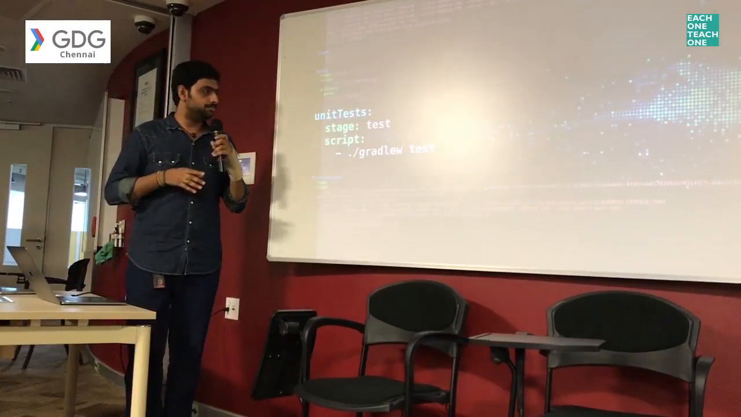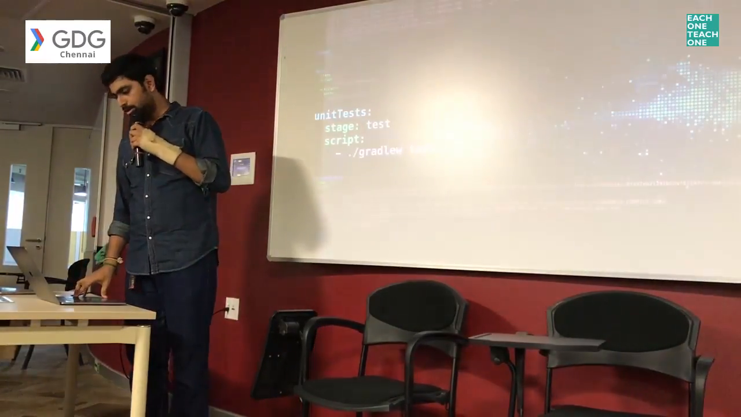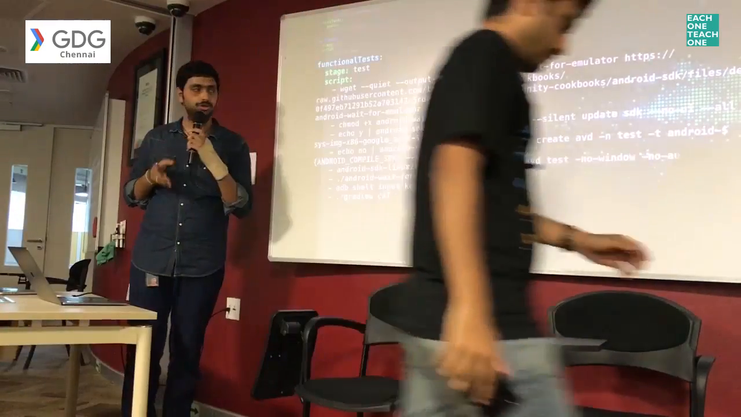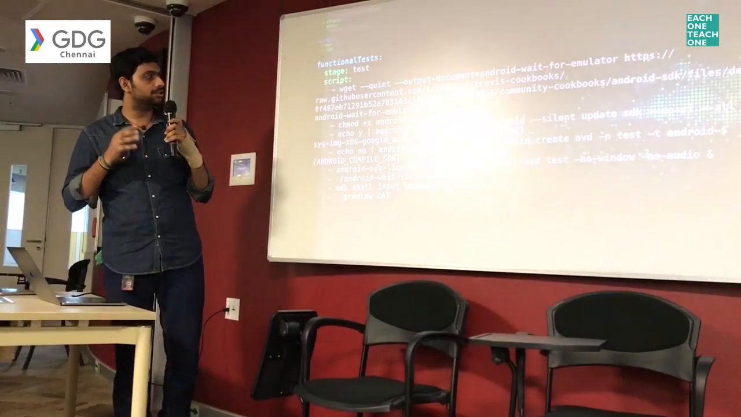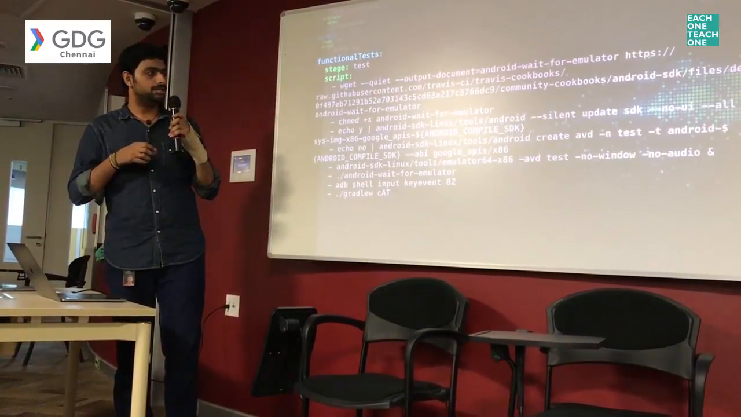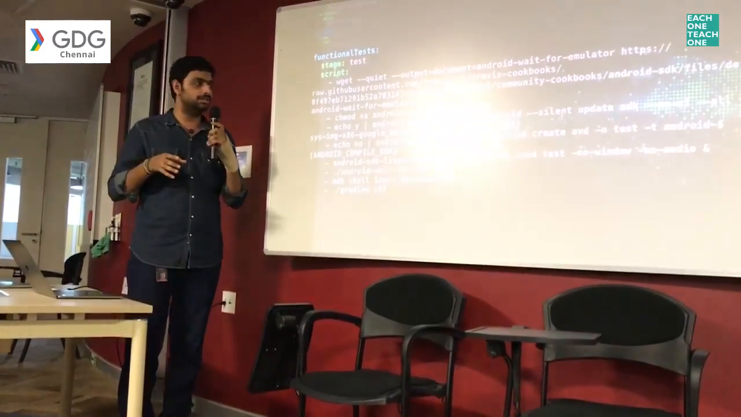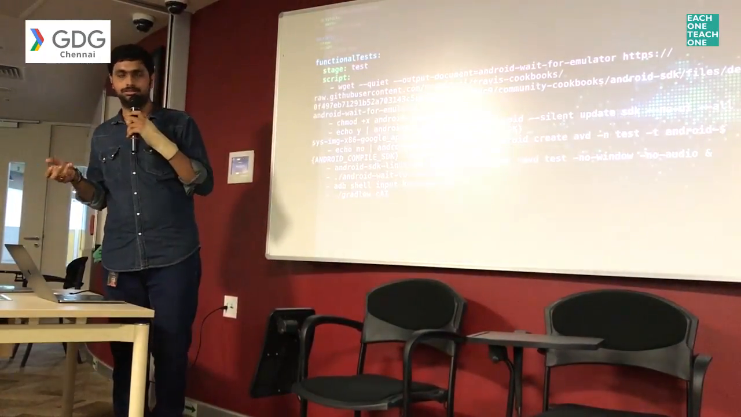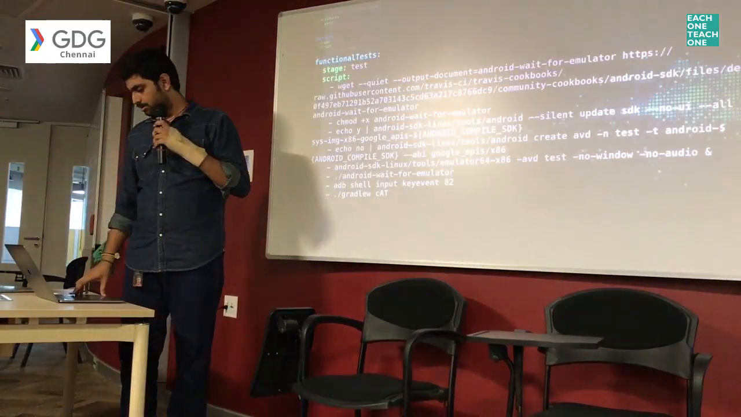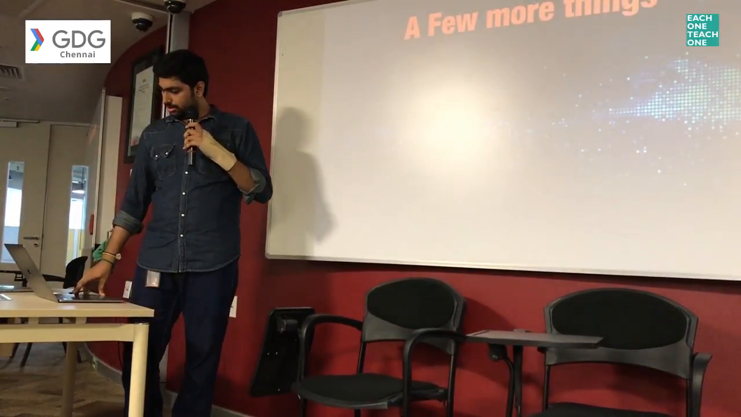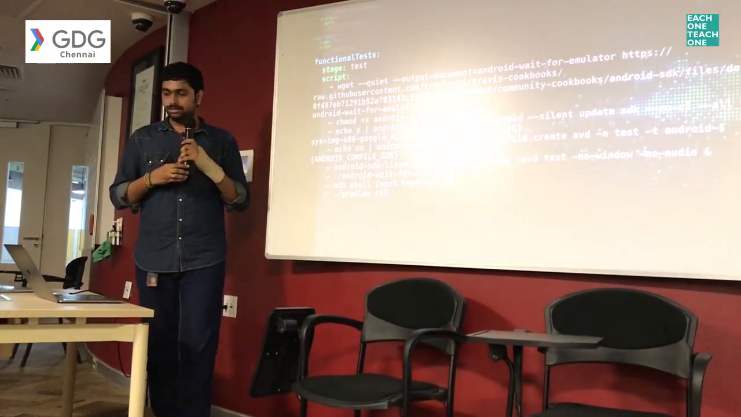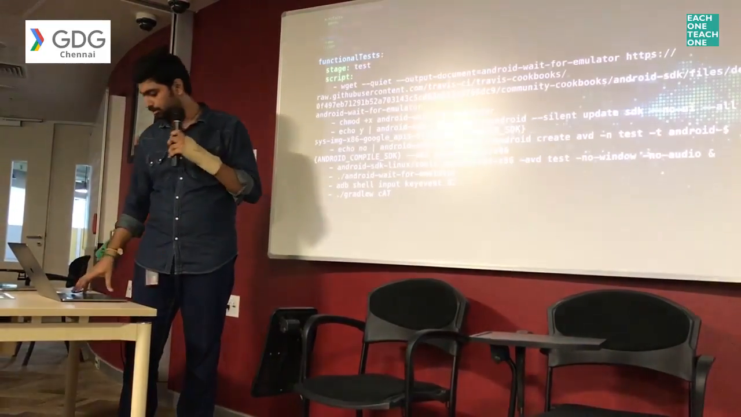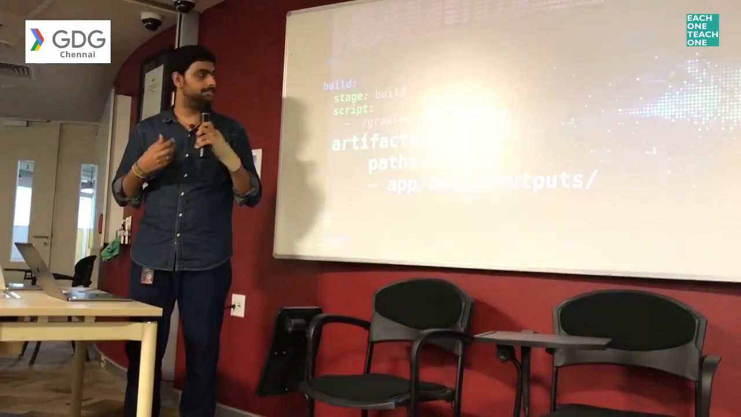This is another job that does the unit testing, and this is another job for the functional testing or UI testing. In here it's downloading the emulator, creating a new emulator, opening up the emulator, waiting for it to open up, and then running the compiled Android test code there. As you can see here, we have seen stage, script, before script, and artifacts, path. Those are the parameters that we have seen so far.